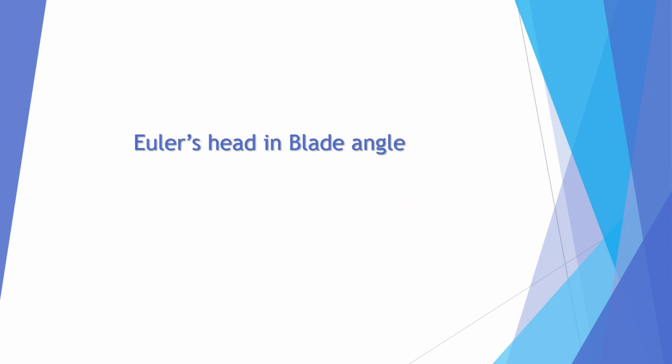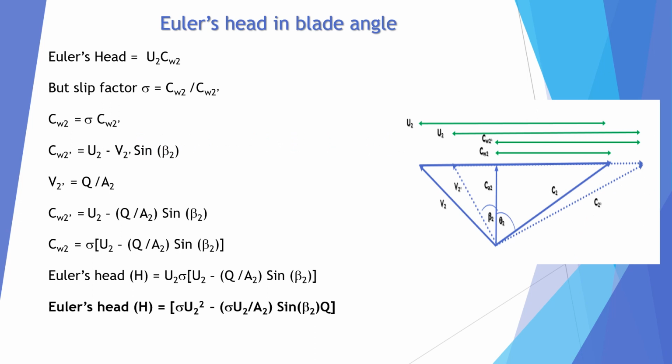Now Euler head in blade angle form. Using the outlet blade angle, outlet velocity triangle, the dotted line is for ideal case where slip factor is not considered, and solid line is the actual case where slip factor is considered. Euler head we know U2 into CW2, but slip factor sigma is equal to CW2 upon CW2 dash. This is as per definition.